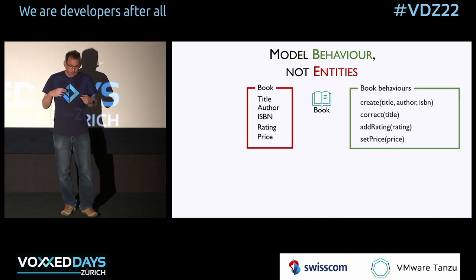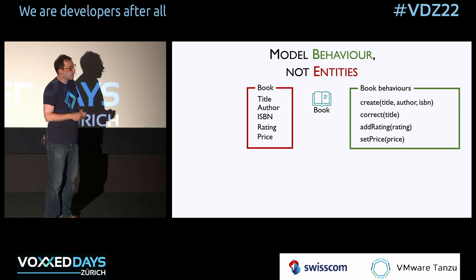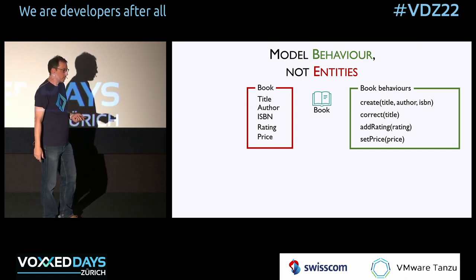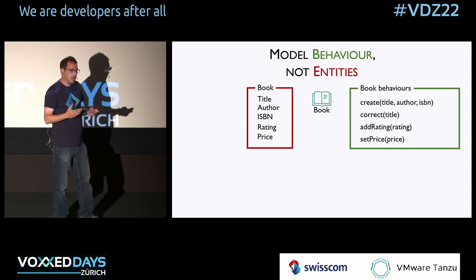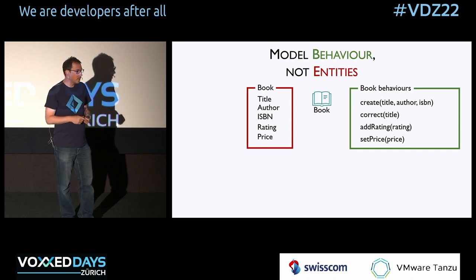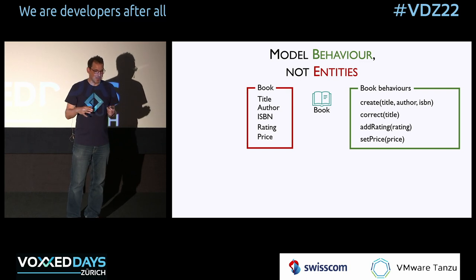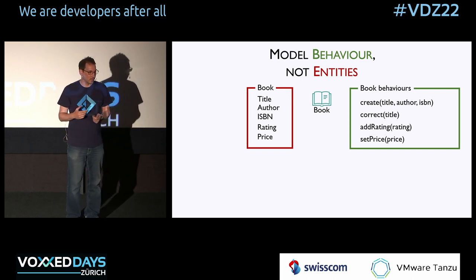If you model with behavior in mind, it looks quite different. I think about, what can I do with a book? Not what the properties are, but what can I do with a book? And I can create the book in my catalog, then I probably should know the title, the author, the ISBN, and of course, I'm human, so I will make typos. So I have the behavior to correct an incorrect title, for example.